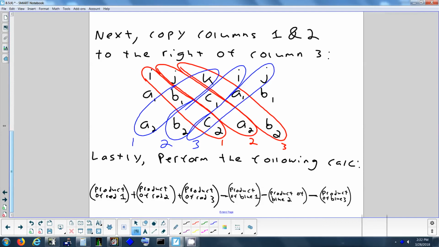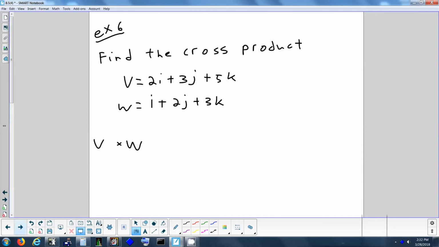Okay, so we'll do 2 examples. I'm going to give you vectors, and we'll find the cross product one way, and then we'll switch them and find the cross product the other way, and see what happens. Does everyone have the formula? So here are our 2 vectors. Find V cross W.